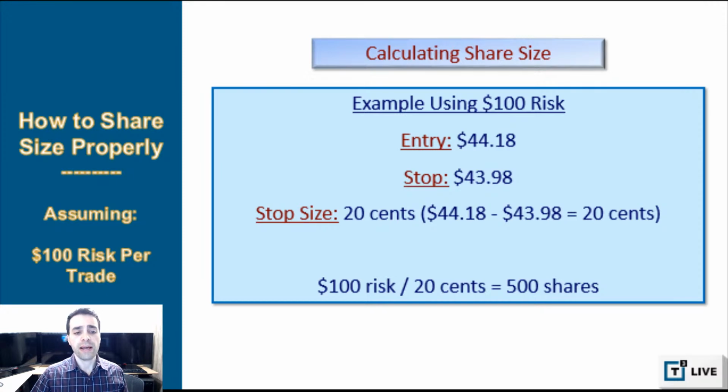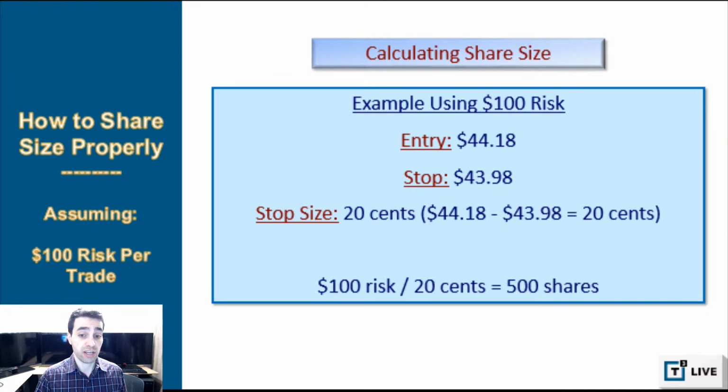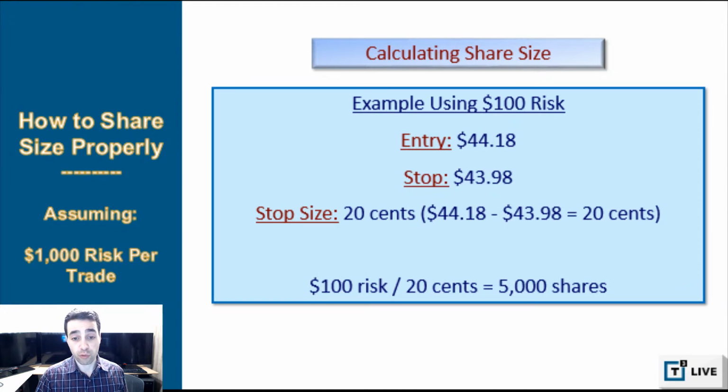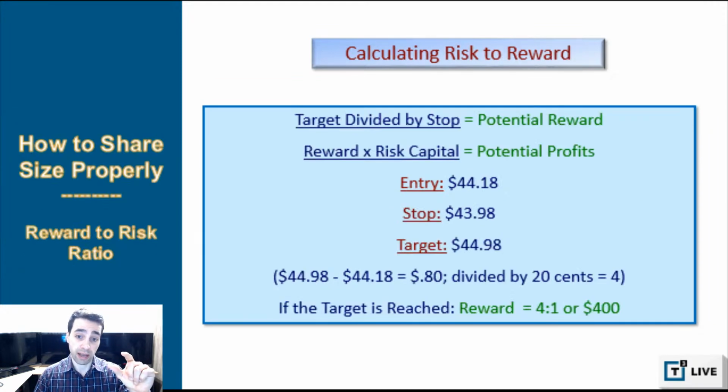Got it? Now, this is easy. If it's a $500 risk, it's still the same stop. So 500 divided by 20 cents, in this case, is 2,500 shares. Not 500 shares, 2,500 shares. And if your risk was a $1,000 risk, your share size would be 5,000 shares. Okay? So it just depends on your risk per trade and the stop size.